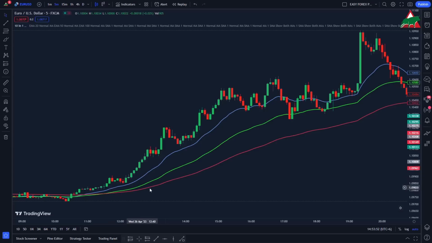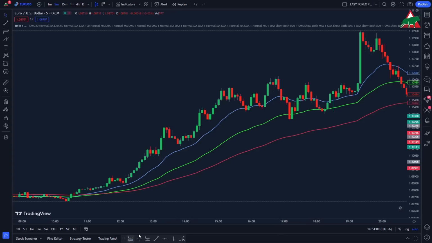are heading upwards and all the candles are above the EMAs. The first step is to wait for a pullback towards the 20 or 50 EMA, but it must not cross below the 100 EMA. Once the pullback happens, the next step is to wait for the price to reverse back up to the 20 EMA.